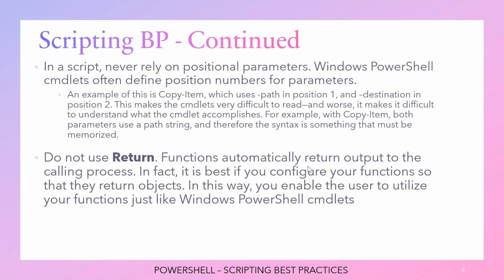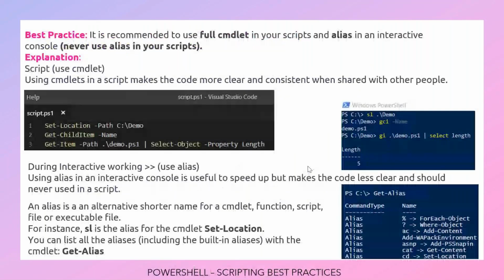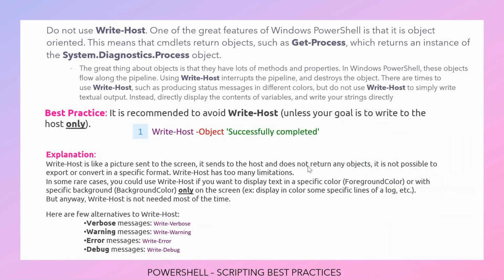When it comes to functions, we discussed that a function will always return some value. In different programming languages we are supposed to use the return statement at the end of the function, but in PowerShell we do not need to use the return statement. It always returns, so no need to specify return. This one we already discussed: we have to use the full cmdlet instead of aliases. Whenever it is needed, we have to use Write-Host, and we can use the remaining cmdlets like Write-Verbose, Write-Warning, Write-Error, and Write-Debug.